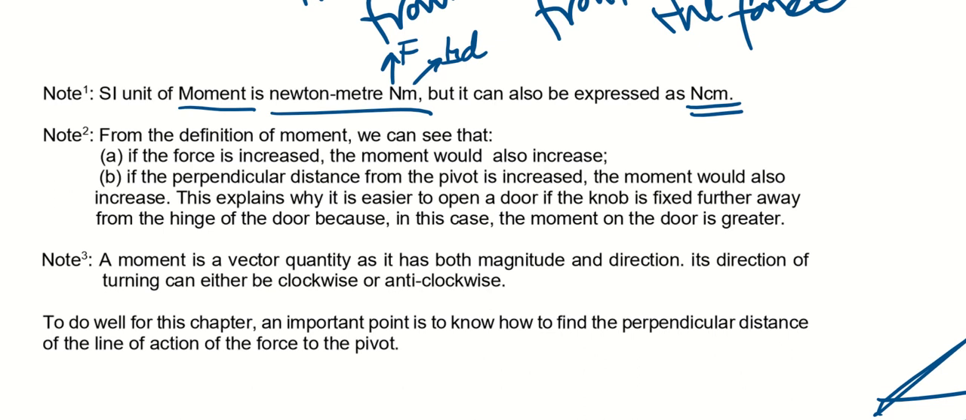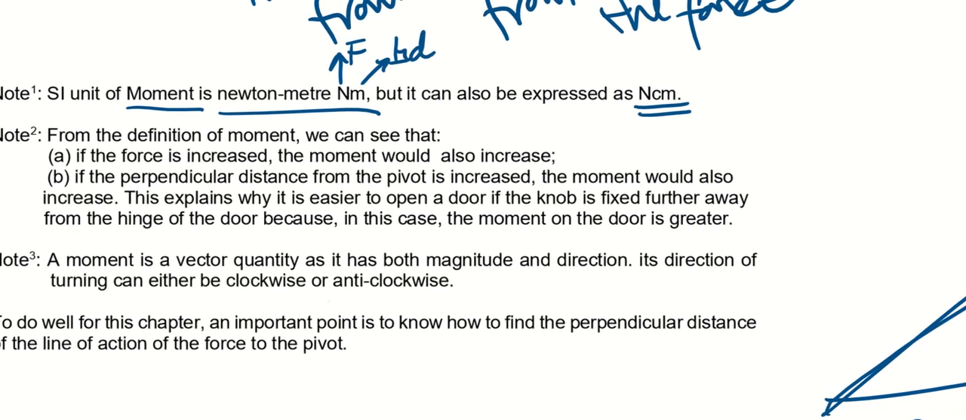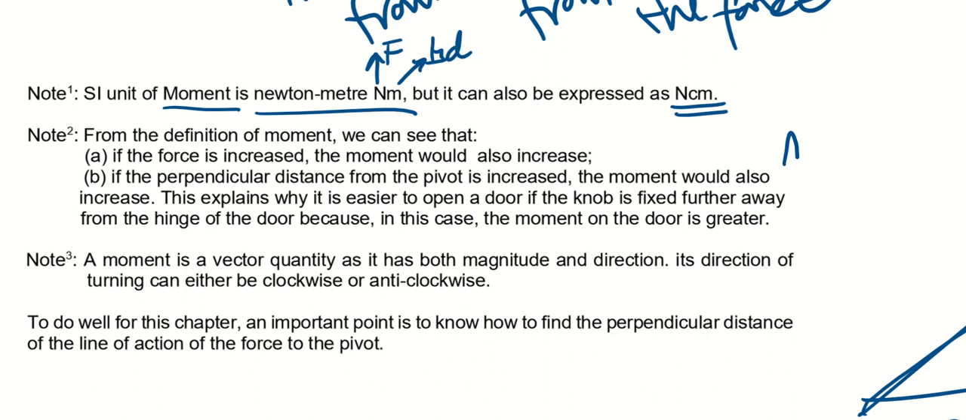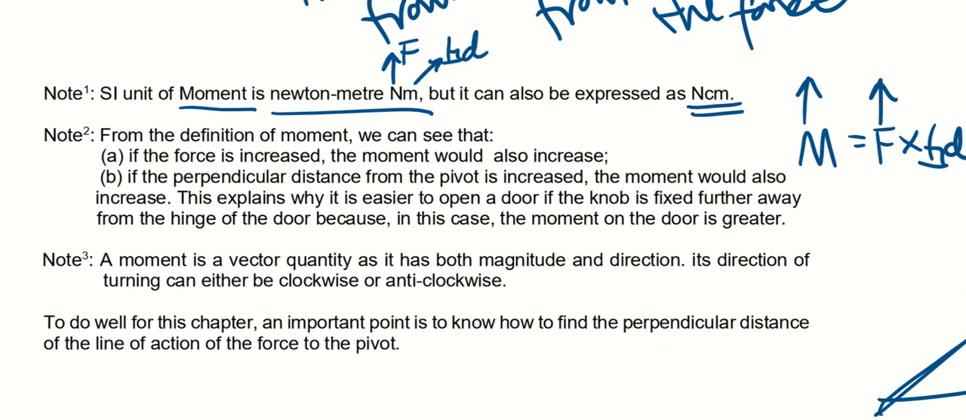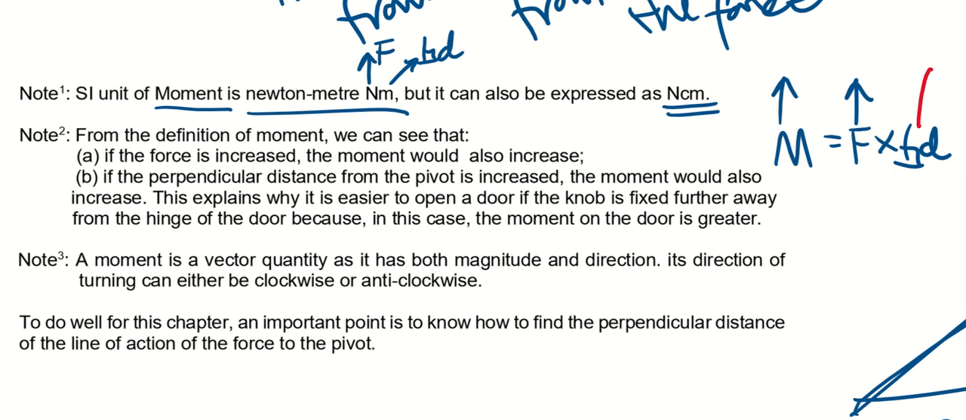Now, from the definition of moment, we can see that if the force is increased, the moment will also increase. Now, let us use the formula to help us. Moment equals force times perpendicular distance. If the force is increased, the moment will increase. Now, if the perpendicular distance from the pivot is increased, so now I change my perpendicular distance, I increase it. My force remains the same, force multiplied by a larger perpendicular distance, my moment will also increase, right?